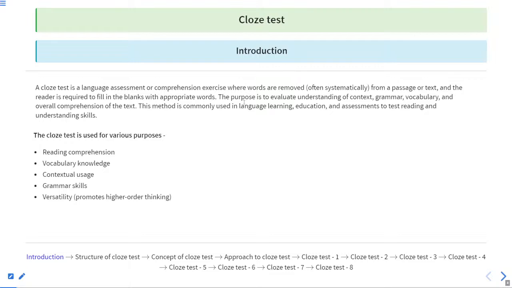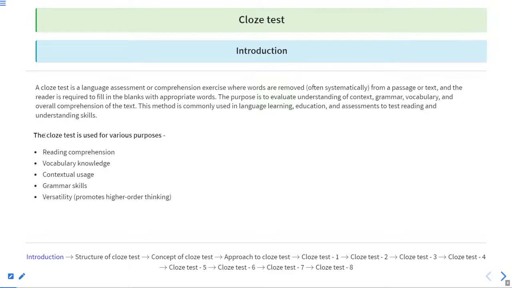The purpose, why do we do this? The purpose is to evaluate the understanding of context. So if the word is present in a certain place, it is present because it is in a certain context. So this context is clear with additional words on the side of it. So we use context to evaluate our understanding of the concept of context. It is very easy to use cloze test. Similarly, grammar, vocabulary, and overall comprehension skills of the test taker are actually tested through cloze test. So many exams use this method for language learning, education, and assessment.